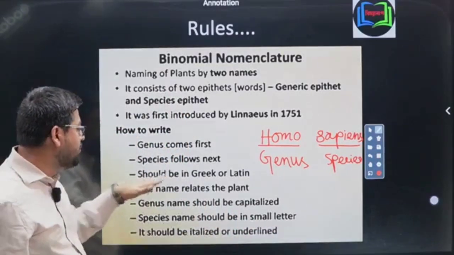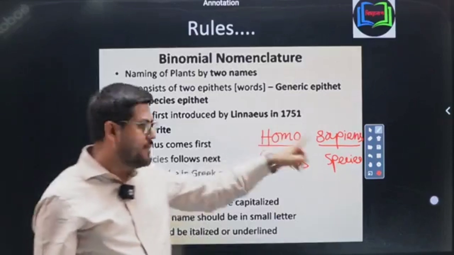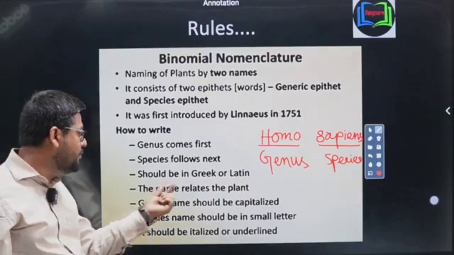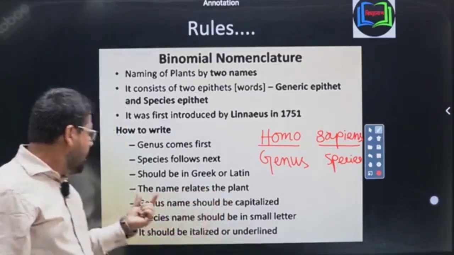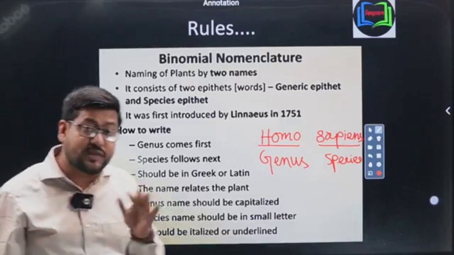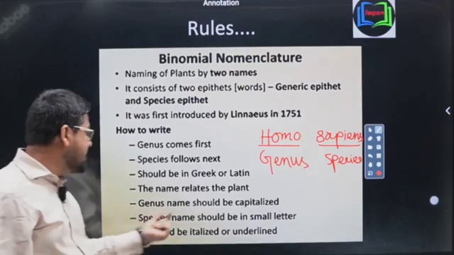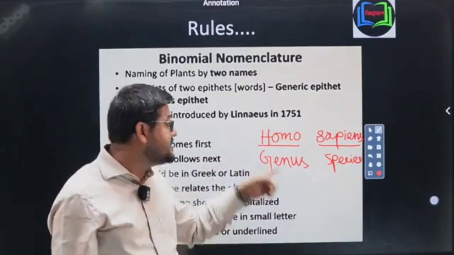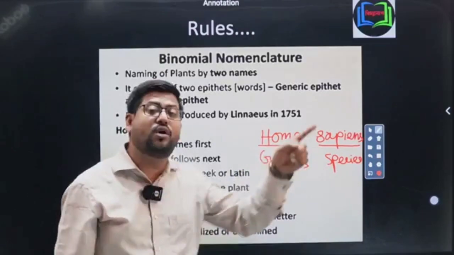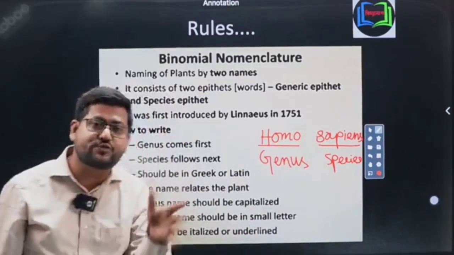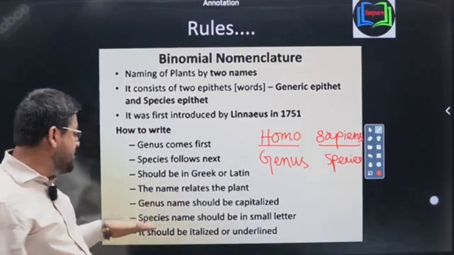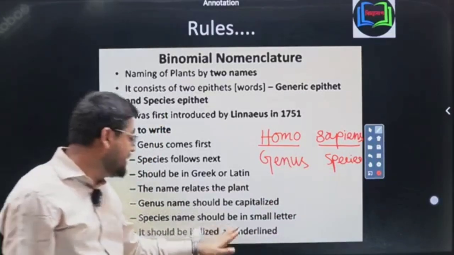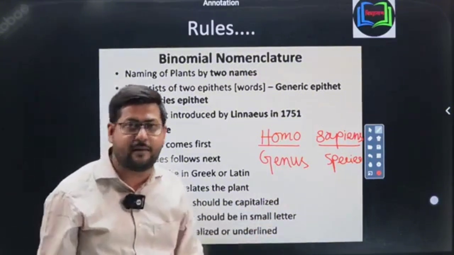The name should be in Greek or Latin, so this name comes from a Greek root or Latin origin. It is also applicable for plants too. Genus name should be capitalized. The genus name must be capitalized at the first alphabet, and after that all the alphabets follow in lowercase or small letters. And next, the species name should be in small letters, I have said it, and it should be italicized or underlined. Okay, my dear students.